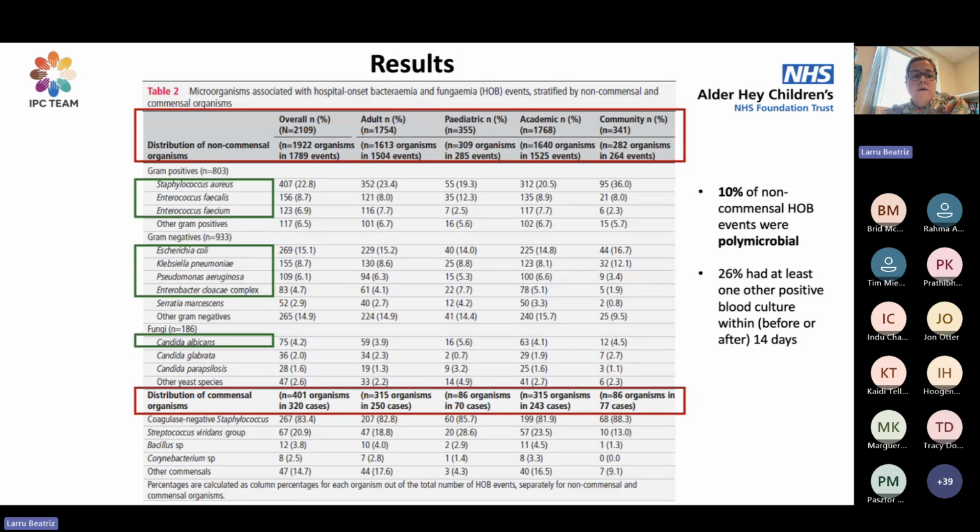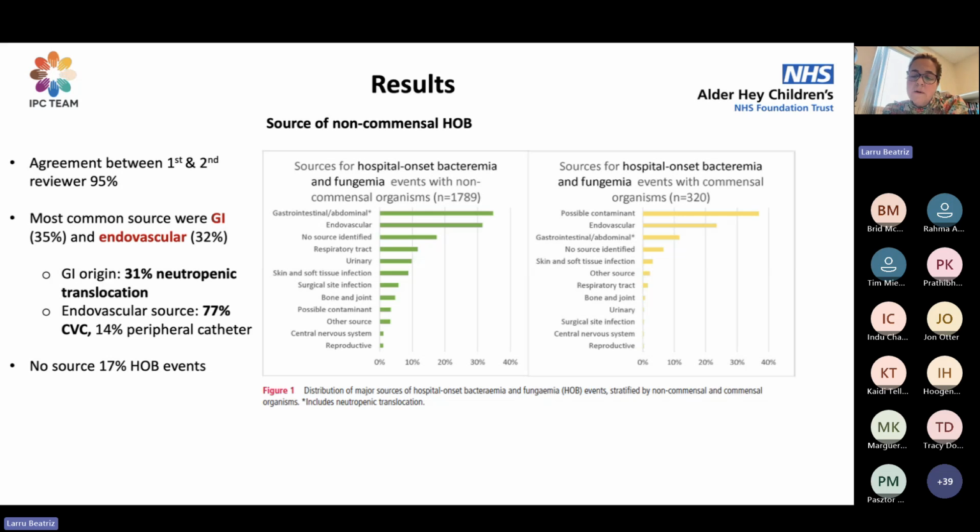So you can see that for the gram-positive, the most common one was Staph aureus, for gram-negative was E. coli, and for fungus was Candida. This is in the non-commensal, and in the commensal, as you can imagine, coagulase negative was the most common isolated pathogen.